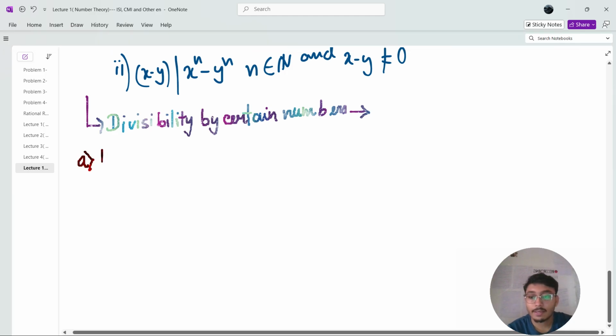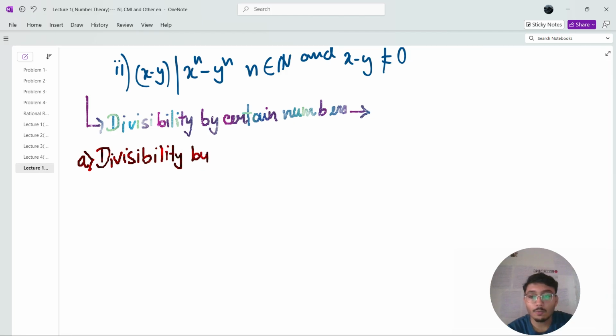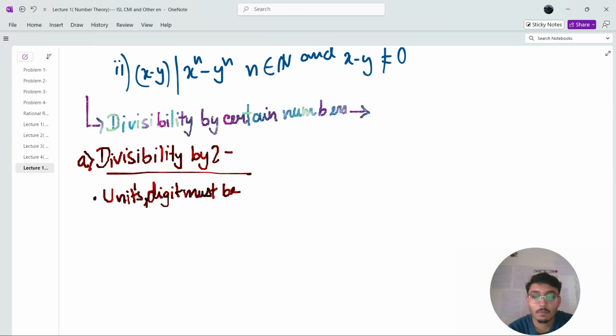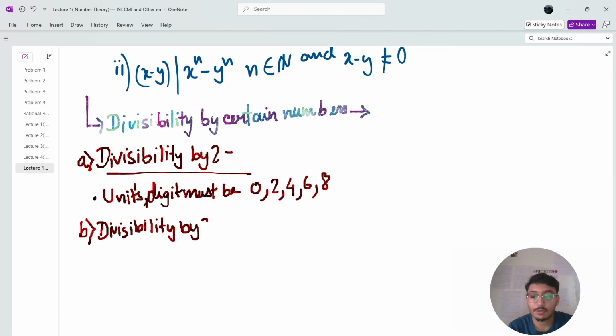so my number A is divisibility by 2. Simple rule, units digit must be 0, 2, 4, 6, 8. Next comes my number B, which is my divisibility by 3.